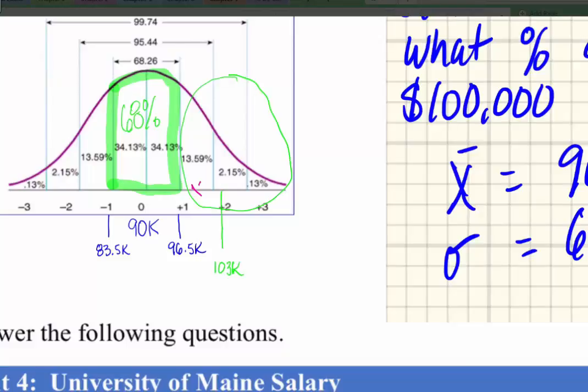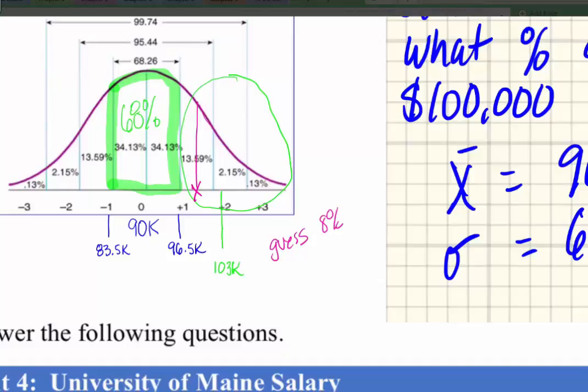So if we were to eyeball it and say, let's just take half of that standard deviation and the rest of what we see here, we could just add together 0.13 plus 2.15 plus half of 13, so let's just say 6%. And we could see that that's about 8.2. So eyeballing it, we would guess it's about 8% or less.